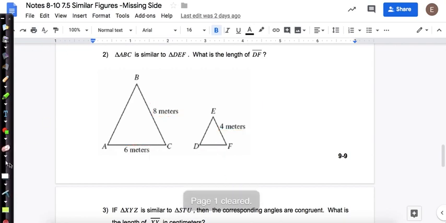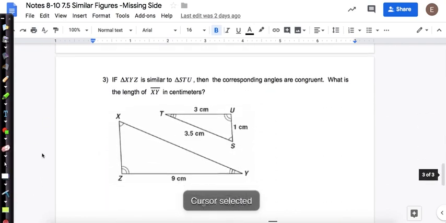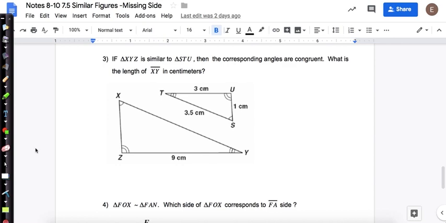All right, let's move on to the next one. It says, if triangle XYZ is similar to triangle STU, then the corresponding angles are congruent because they're similar. What is the length of XY in centimeters? So I need to find where XY is, which is right here, and I'm going to put in x.